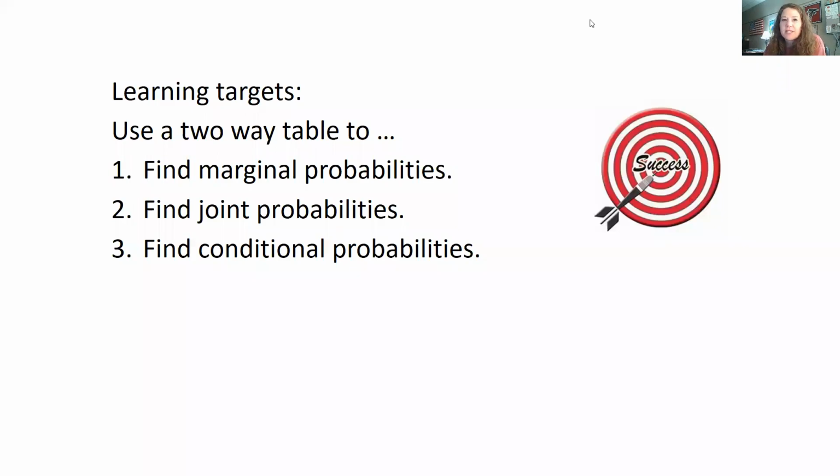Hey, eighth graders, we are looking at two-way tables today, and they can be a little complicated. So let's just go through these two-way tables together. We're going to be looking at marginal probabilities, joint probabilities, and conditional probabilities.